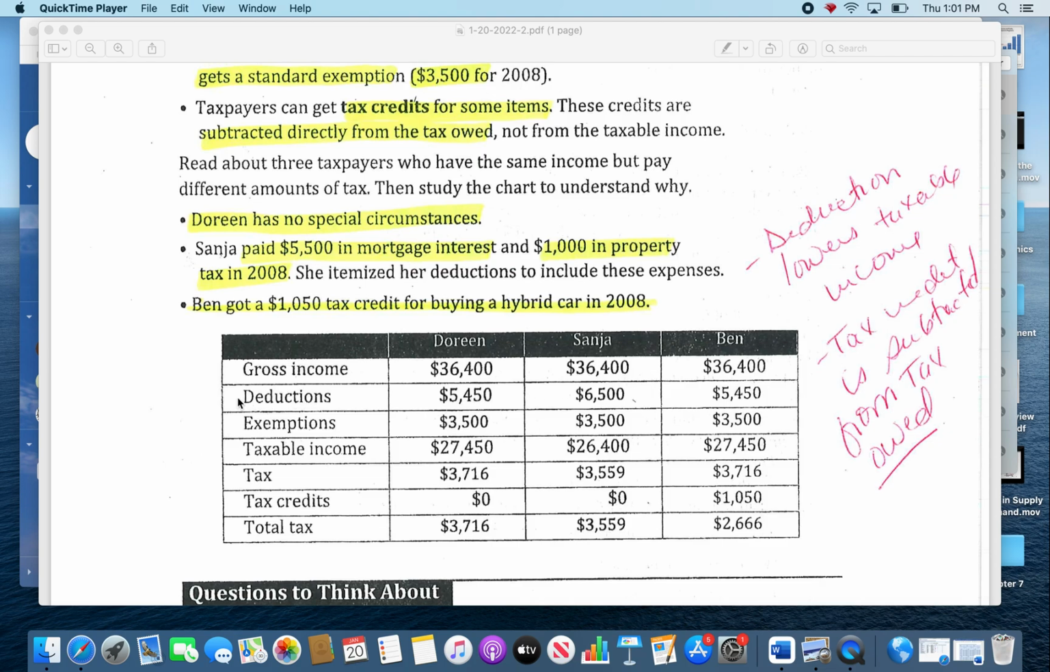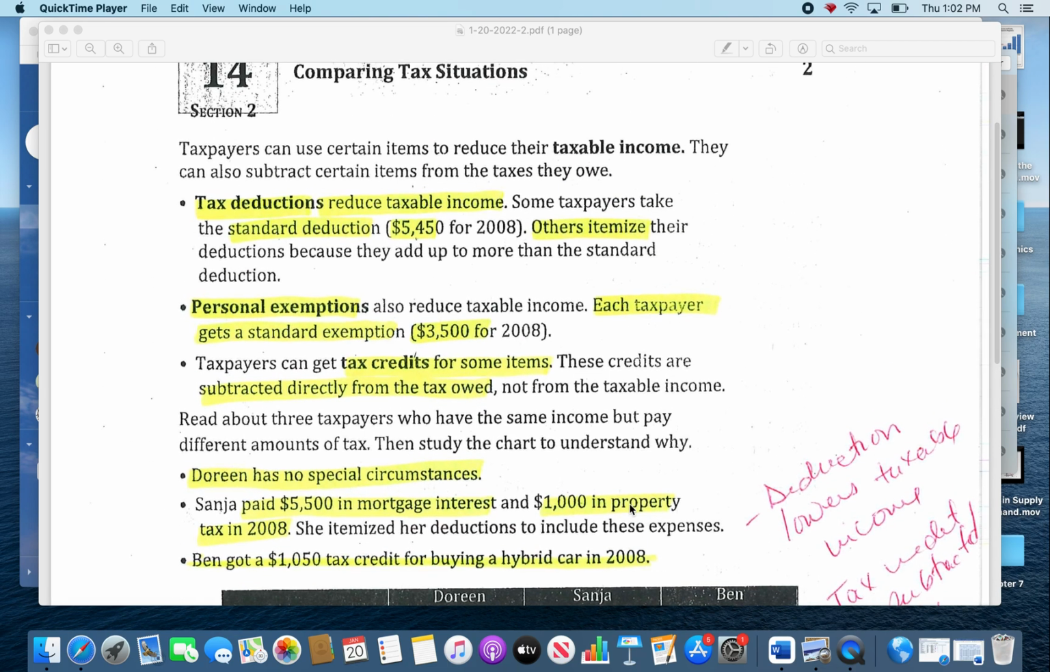So you have what's called deductions, exemptions, and we're going to look at tax credits. And so we're going to calculate what your taxable income is, how much you have to pay, and then your total taxes at the end here. So tax deductions reduce your taxable income.